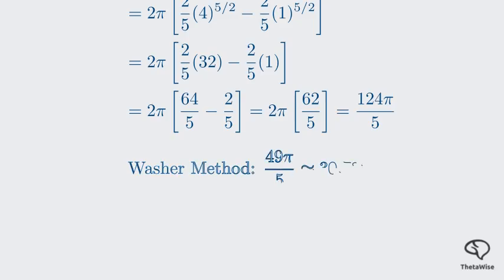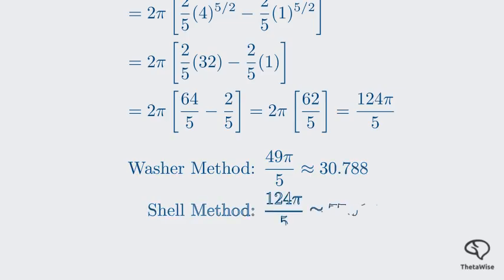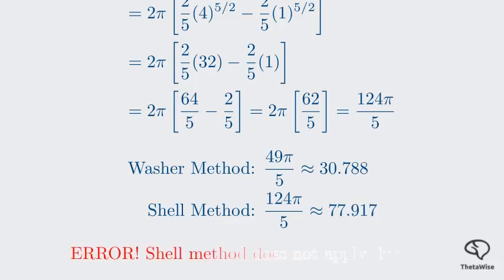The shell method works by summing up volumes of cylindrical shells. For a revolution around the y-axis, the radius of the shell is x, and its height is f(x). However, our area is bounded by the line x equals 4, not the y-axis. The shell formula assumes the area touches the axis of revolution.